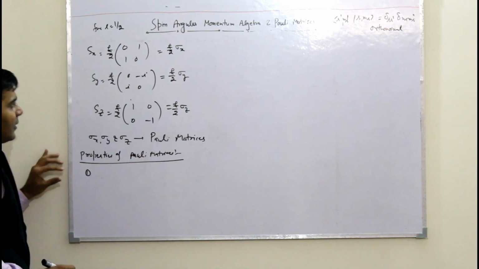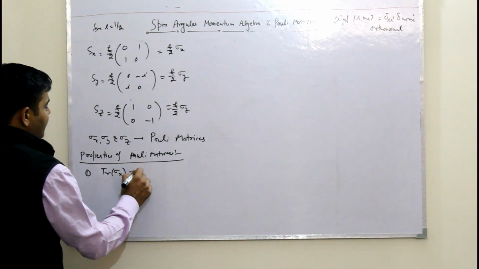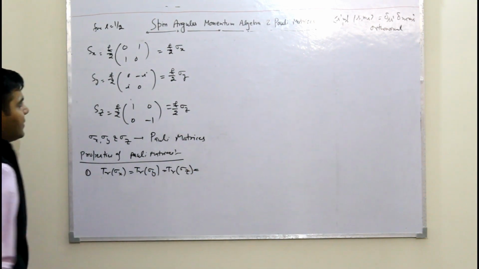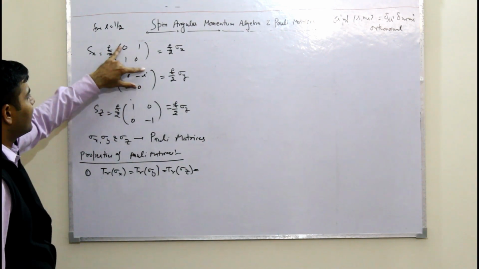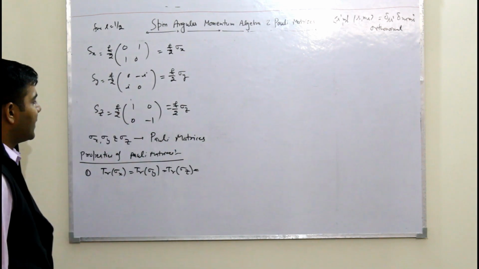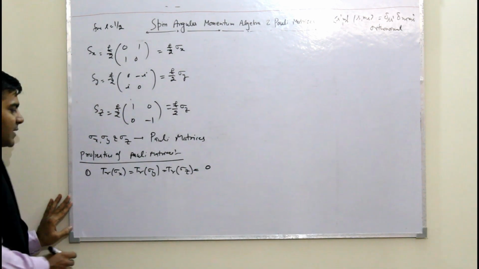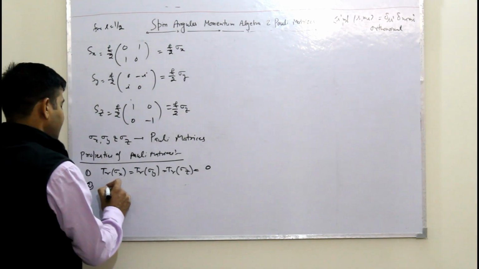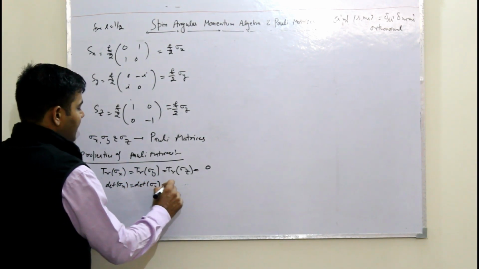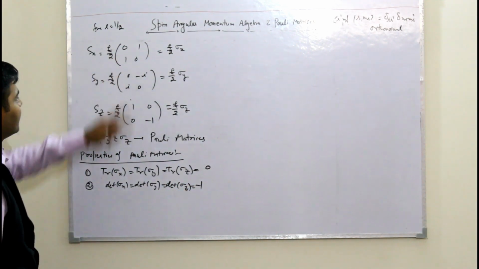Number one, if we look at the trace of sigma x, sigma y, sigma z, for example. Trace means if we add up the diagonal elements of sigma x, that is 0. If we add up the diagonal elements of sigma y, that is also 0. And if we add up the diagonal elements of sigma z, that is also 0. So the trace for all of sigma x, sigma y, sigma z is 0. Number 2, the determinant of sigma x, sigma y, and sigma z, if we find out, that is minus 1.